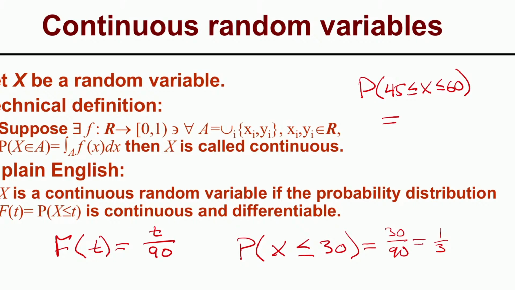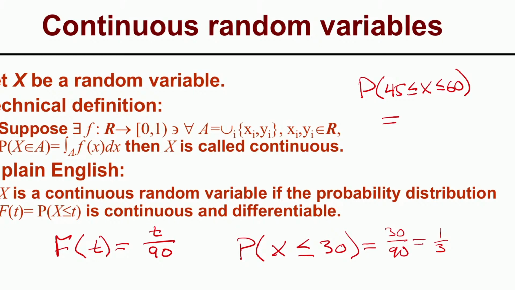So does anyone have any guesses as to what you think the probability is for being between 45 and 60? No one wants to guess? If you think it's obvious, yeah, it is. And if it's not obvious, then it's okay. Yeah, what do you think? Would it just be 45 over 90 times 60 over 90? Oh, almost. You got the right idea. Yeah, so that's the right idea.